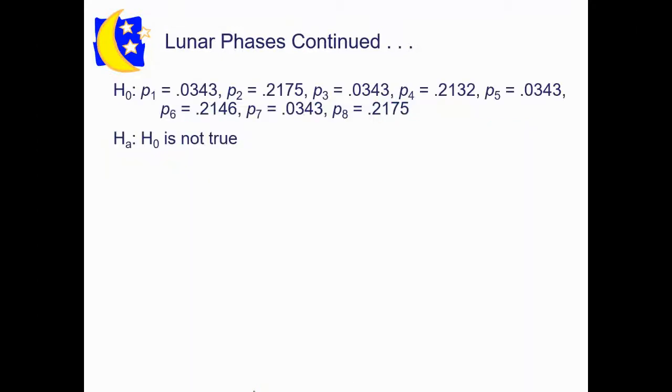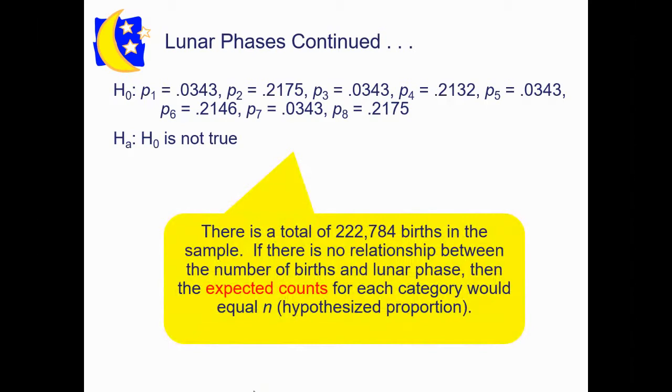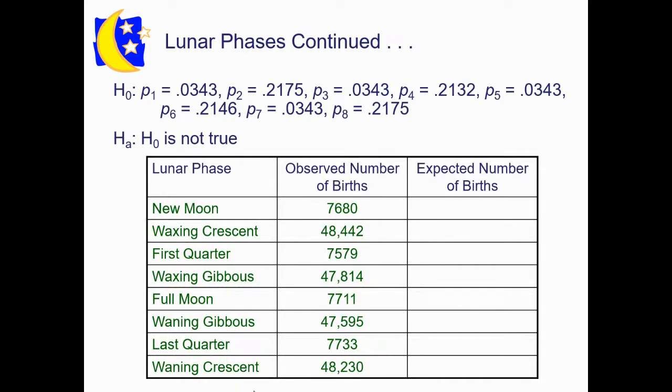Okay, so we set our hypotheses. Now there were a total of 222,784 births in the sample. So if there's no relationship between the number of births and the lunar phase, then the expected count for each category would equal n times the hypothesized proportion. So let's calculate the expected number of births for each category.